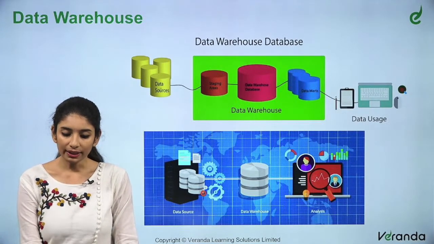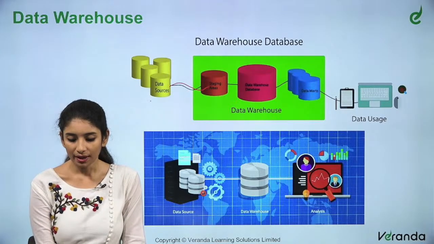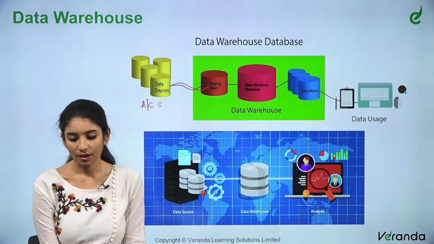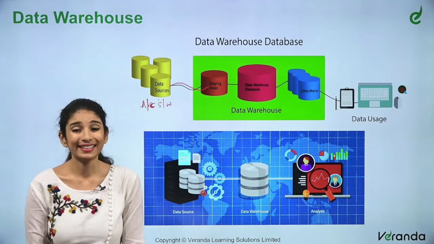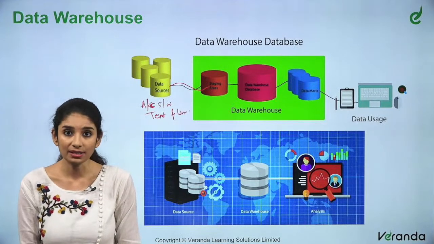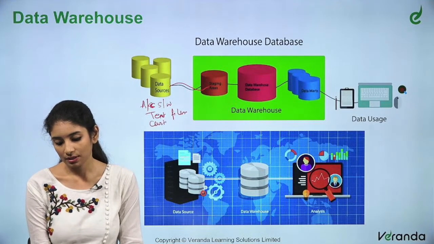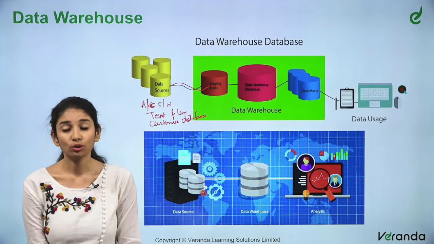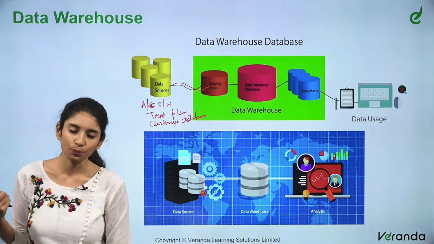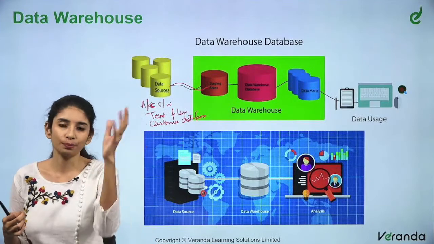So this is the data warehouse. It takes the information from data sources. Now these data sources could be my accounting software. It could be text files. It could be some customer database. It could be some social networking sites from where I want to pull out information, right? So information from unstructured or semi-structured sources is pulled out here.